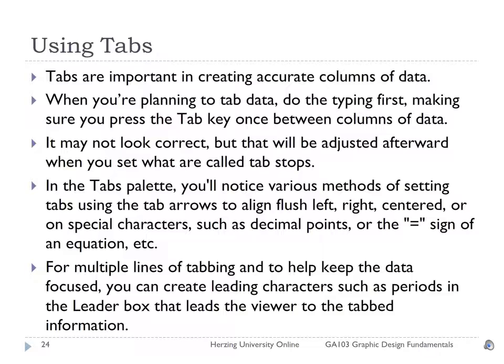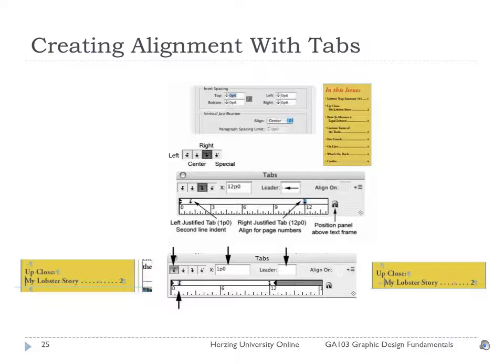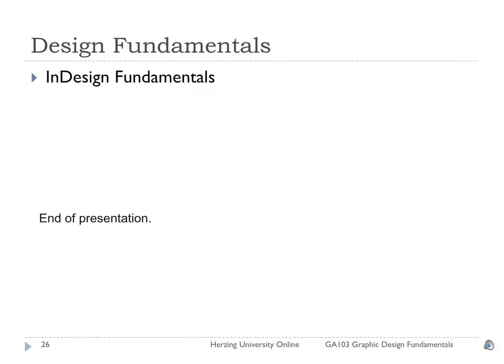In the Tabs palette, you'll notice various methods of setting tabs using the tab arrows to align flush left, right, centered, or on special characters such as decimal points or the equal sign of an equation, etc. For multiple lines of tabbing and to help keep the data focused, you can create leading characters such as periods in the leader box that leads the viewer to the tabbed information. Here you can see that you have many options when working with tabs. You have to tell the cursor what format and the position.